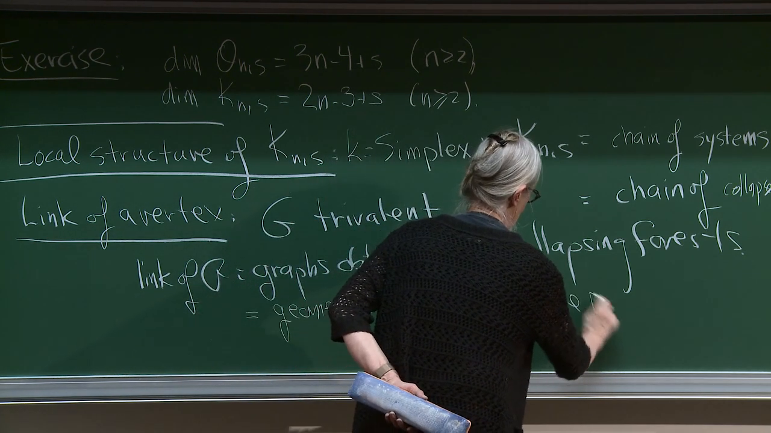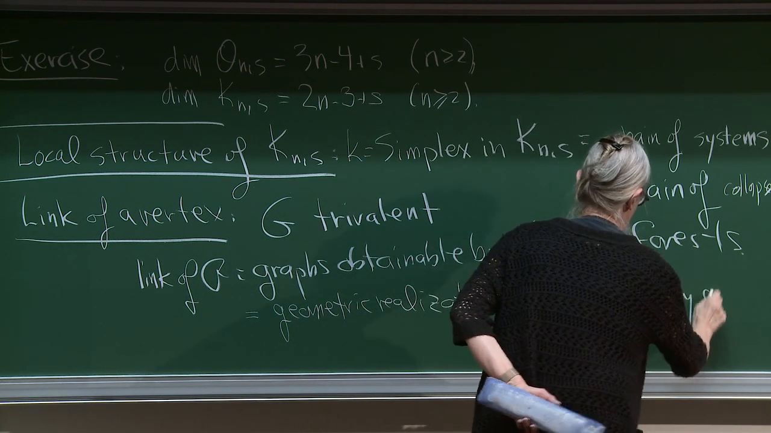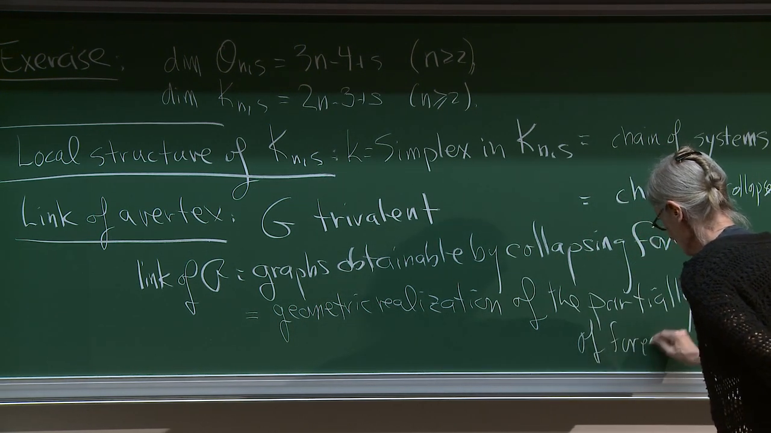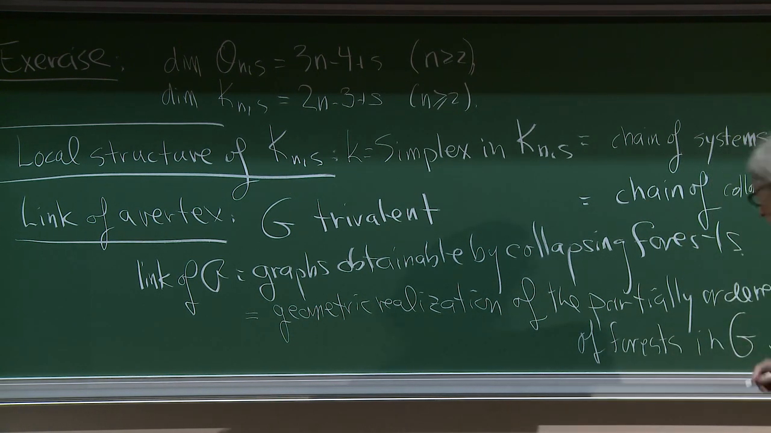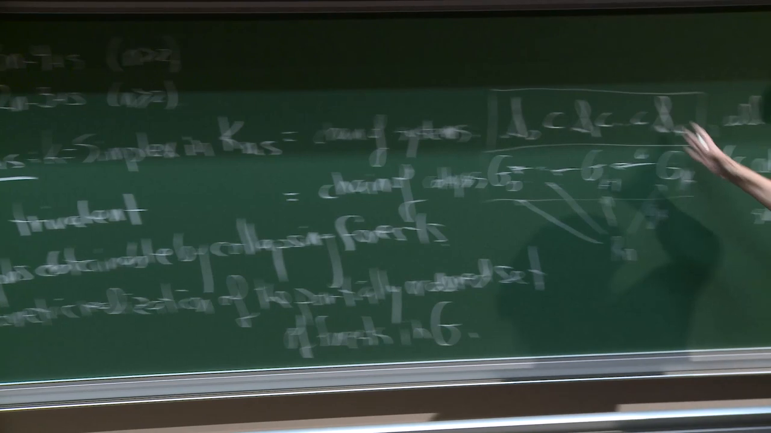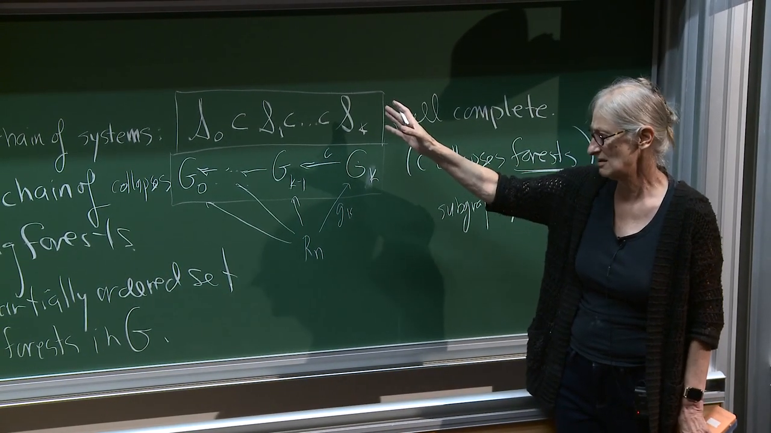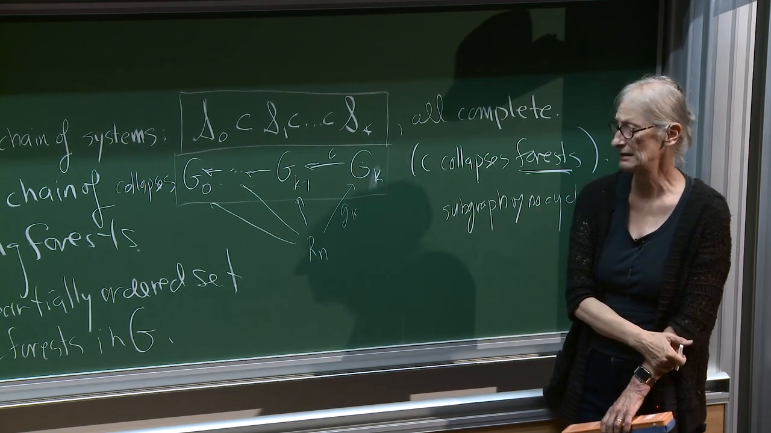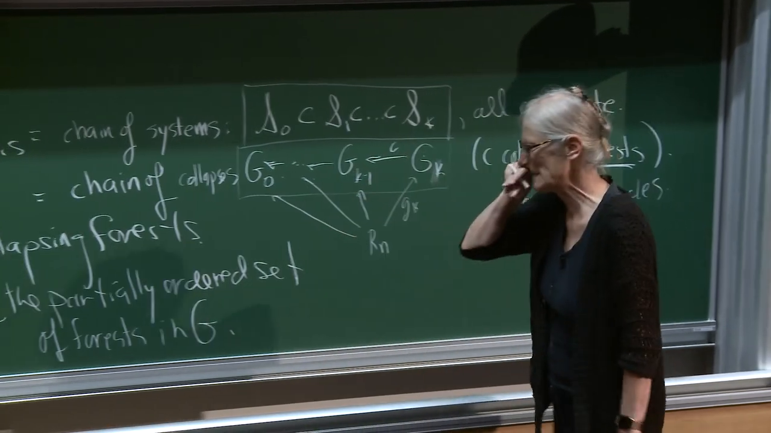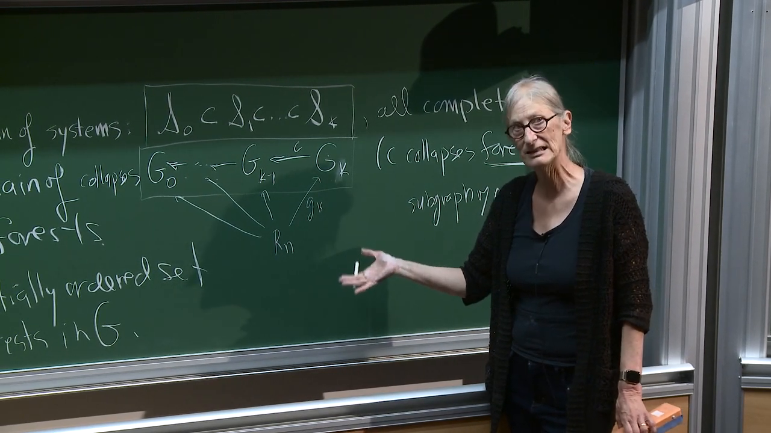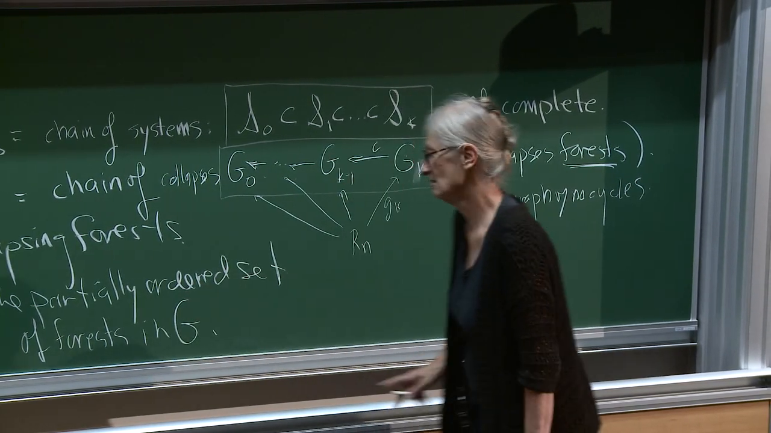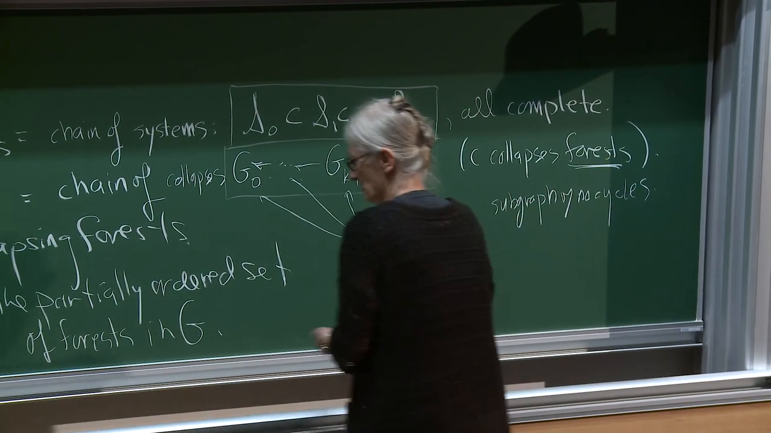Of the partially ordered set of forests in G. Once I've got a trivalent graph that's like a maximal system, I can't stick any more spheres in. So those are the only kinds of things in the link. So this is maybe just a fancy way of saying this. You look at all the graphs you could get by collapsing a forest. You get one for every forest. So that's a vertex in the link. And so then the link that you get is called the geometric realization of this partially ordered set of forests.